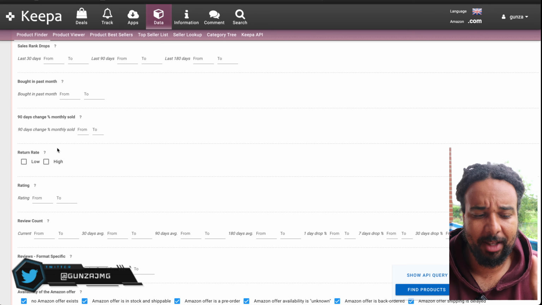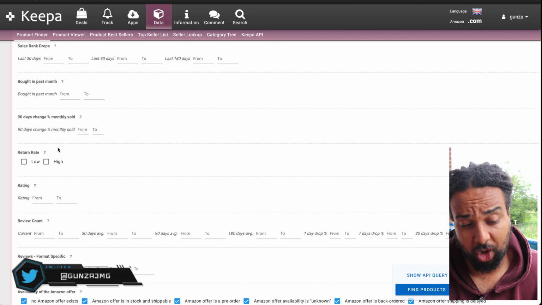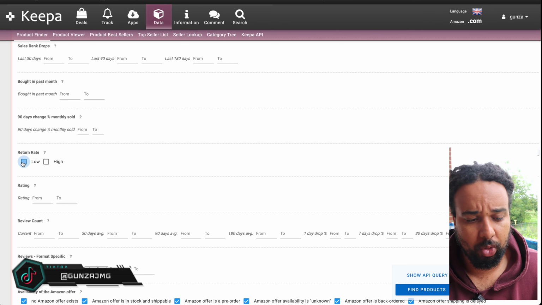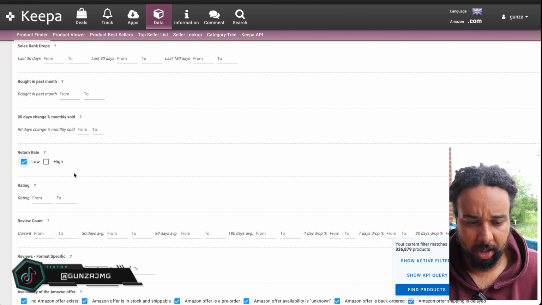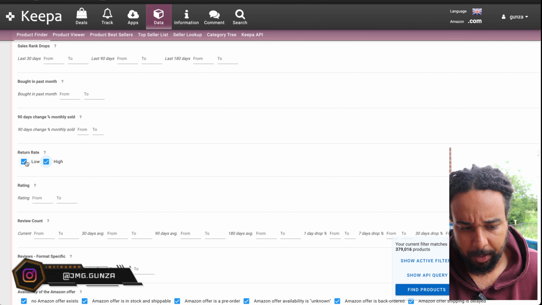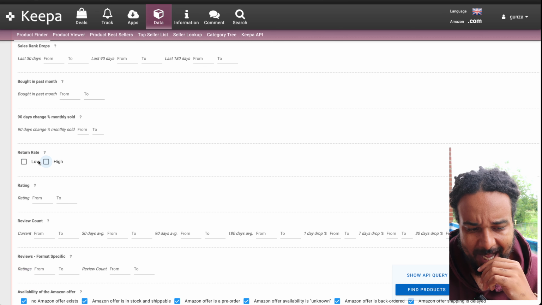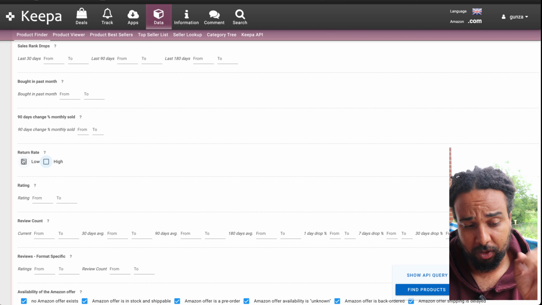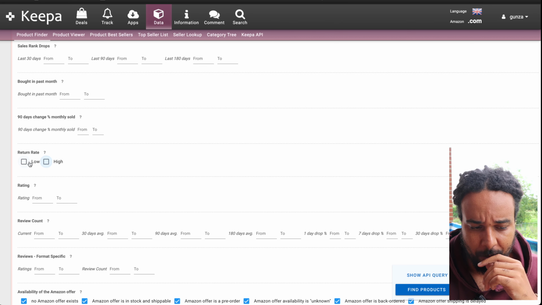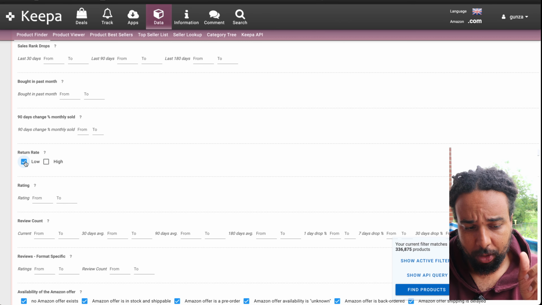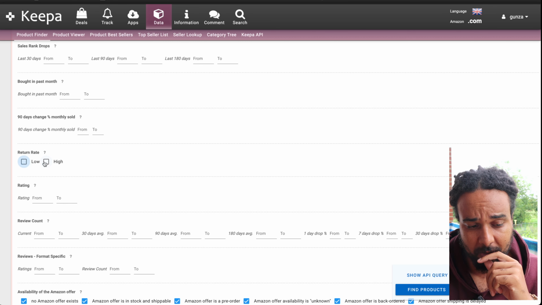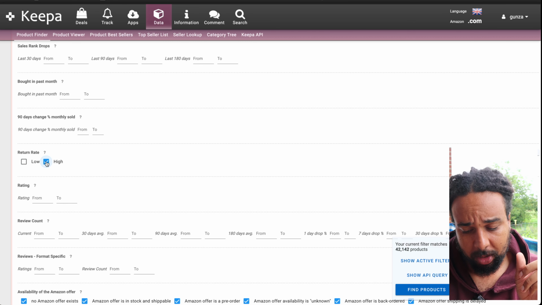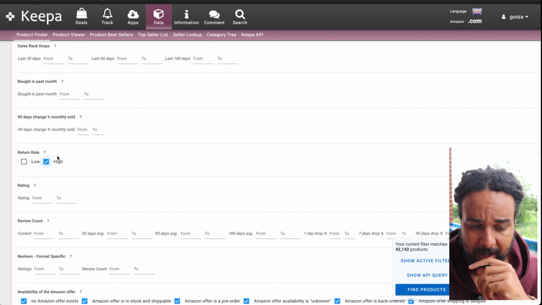Let's not just set filters that we are going to use just yet. What I'm going to do is look at low return rate products. We do not have that data on a lot of products just yet. There's millions of products on Amazon, and products with the label low returns, there's only like 236,000 products. With the high return label, there's 42,000 products.